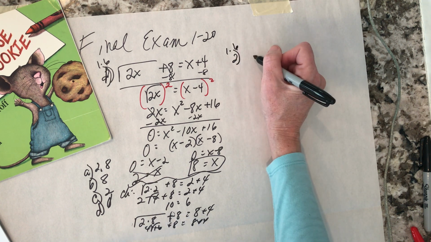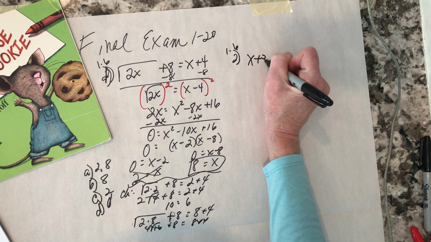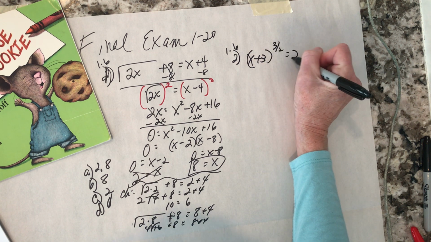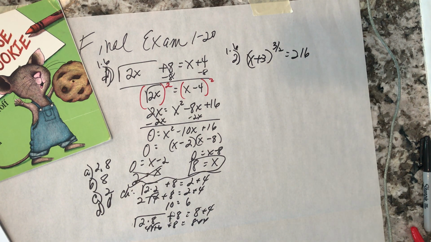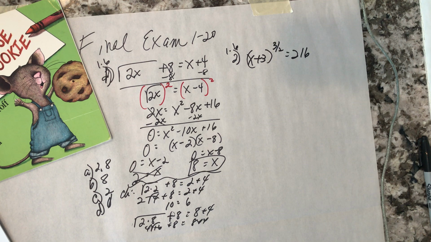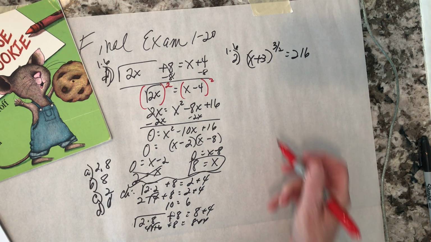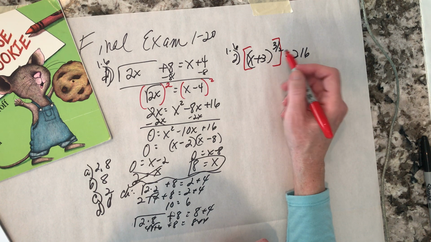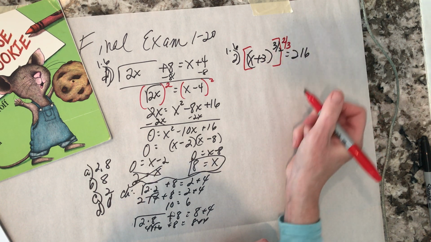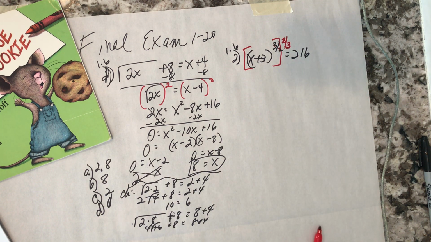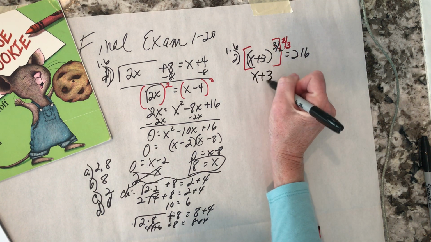Okay, the next one that we're doing, this will be number 2 on MyMathLab, and it comes from 1.6 also. X plus 3 in parentheses raised to the 3/2 equals 216. Okay, we need to get x by itself, so we need to free them from those parentheses. So what we're going to do is raise this phrase to its reciprocal, 2/3 power. The 3's will cancel, the 2's will cancel, and we'll get x plus 3, which is what we want.